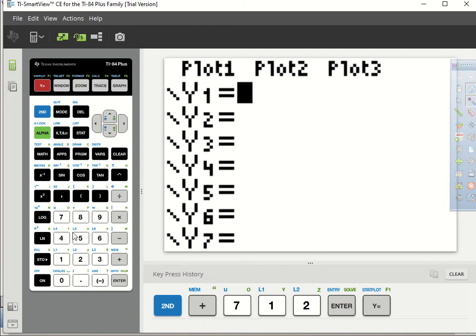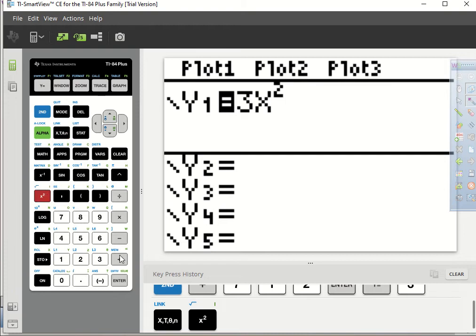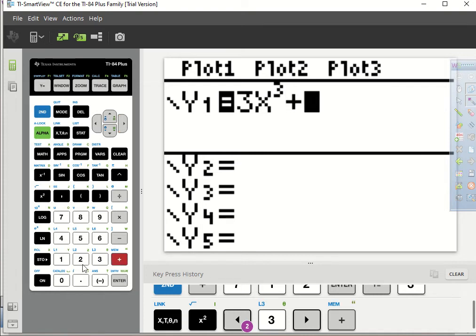So I go to Y equals, and I'm going to type in my function. And second power plus, oh, it's actually third power. Oops. So it should be a 3. And then we have plus x squared.